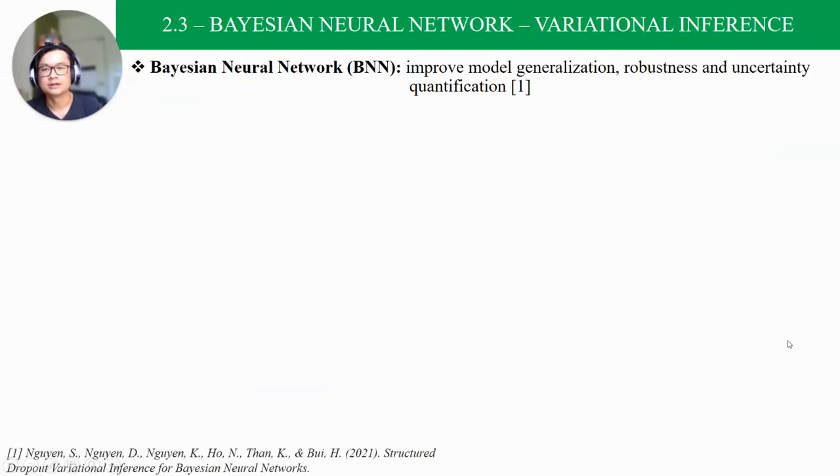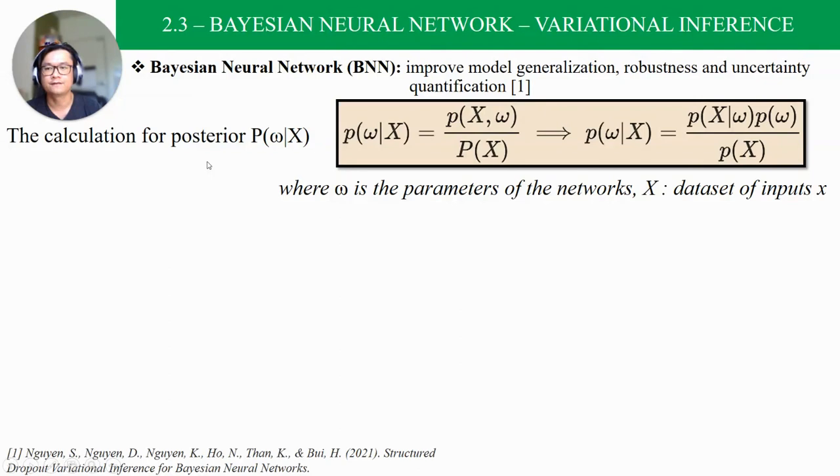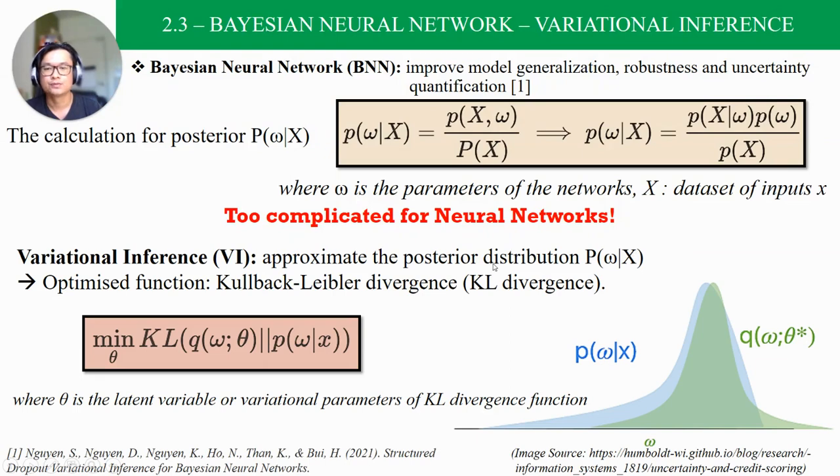I also incorporate a Bayesian neural network in my research because it is robust in quantifying the uncertainties of the models. The main target of this technique is to calculate the posterior of the parameters of the model given the inputs. But inference with Bayesian techniques is quite complicated for neural networks because of the nonlinear relationship of the parameters. So we apply variational inference techniques, which aim to approximate the posterior distribution of the model parameters. The optimization function used here is the Kullback-Leibler divergence, with which we can approximate the posterior distribution.